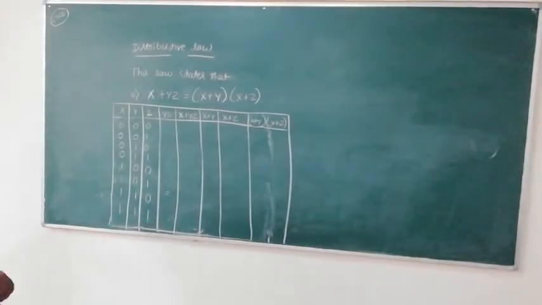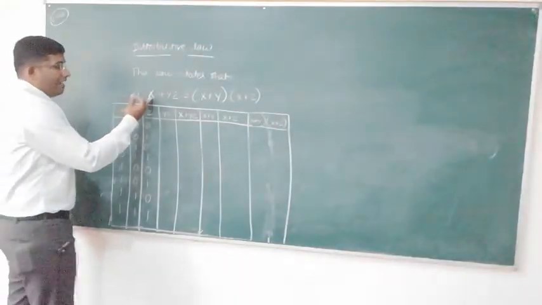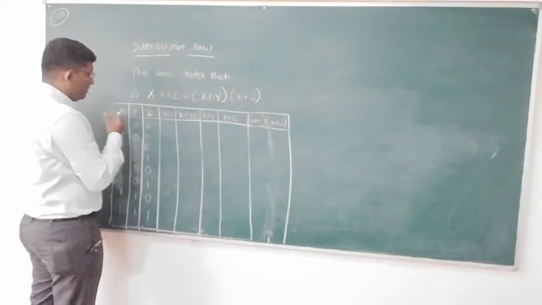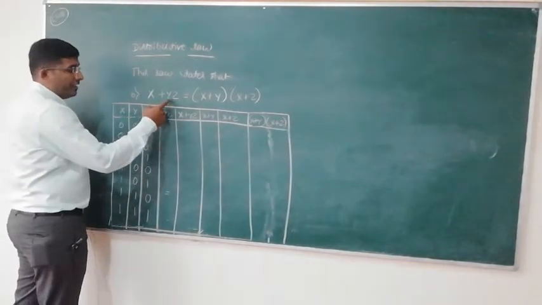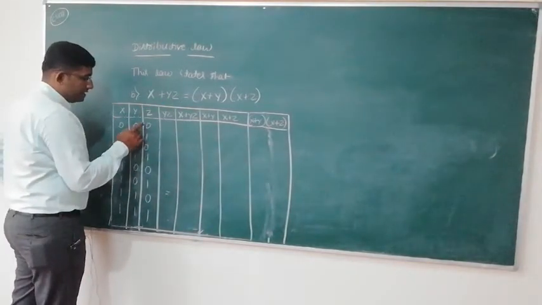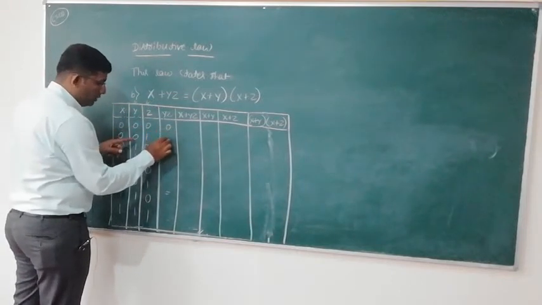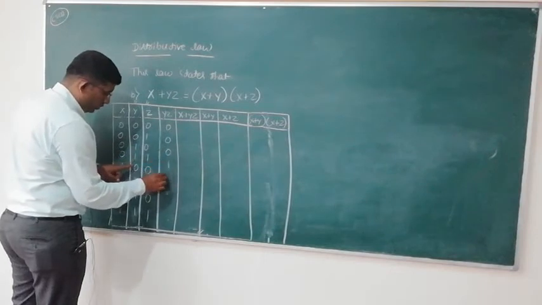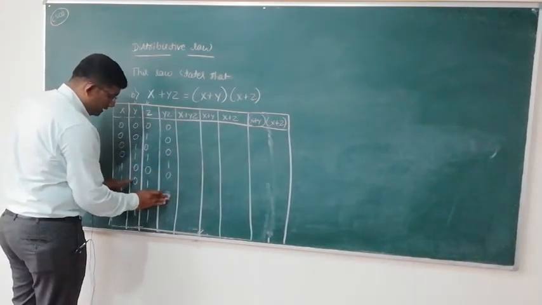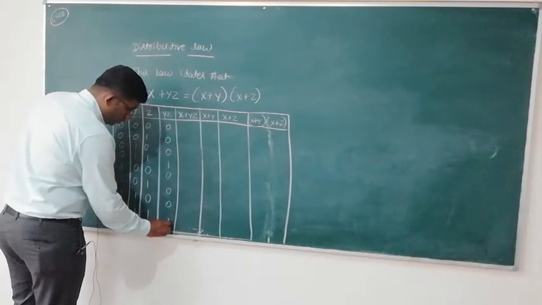It is also proved with the help of a truth table. In the same way, we have three variables, that is x, y and z. For that we have written the truth table here. First we need to find yz by considering these two columns. 0 into 0, 0; 0 into 1, 0; 1 into 0, 0; 1 into 1, 1; and the same again for the next four rows.